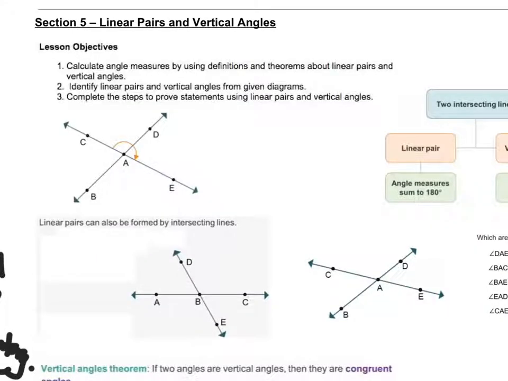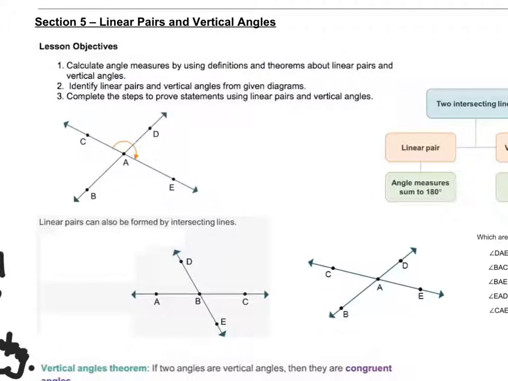All right, so we went through that activity. I'm going to start the notes right now, and this is Unit 1, Section 5. This is linear pairs and vertical angles, two things that we talked about and discovered. In these lesson objectives, we want to calculate angle measures by using the definitions and theorems about linear pairs and vertical angles. We want to be able to identify linear pairs and vertical angles from given diagrams, and we want to use them to prove statements about linear pairs and vertical angles.